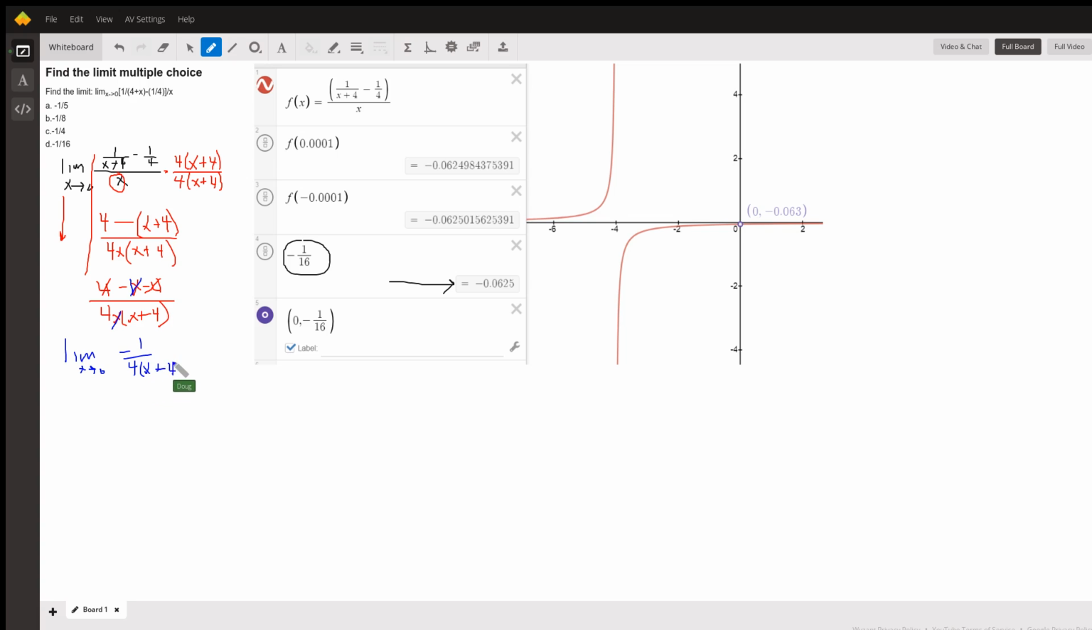Now when I try direct substitution, I don't have a problem. There's not a 0 in the denominator. So I get negative 1 over 4 times 4, which is 16. So there you go. That's the y value that is approached as x approaches 0 for this function.